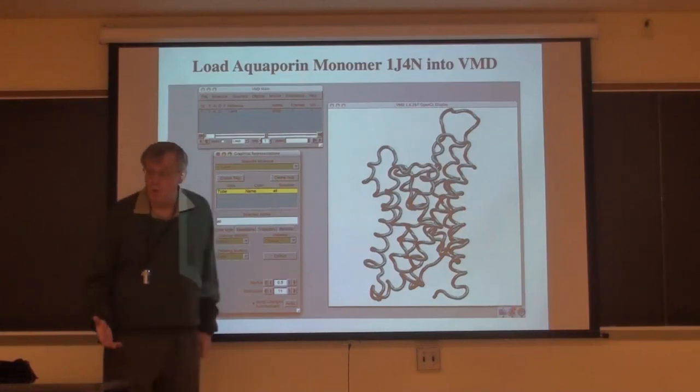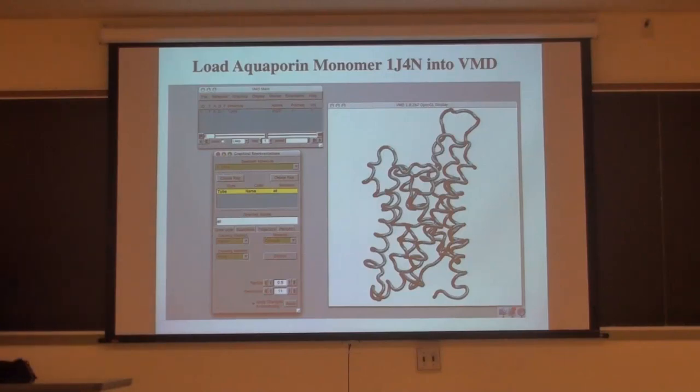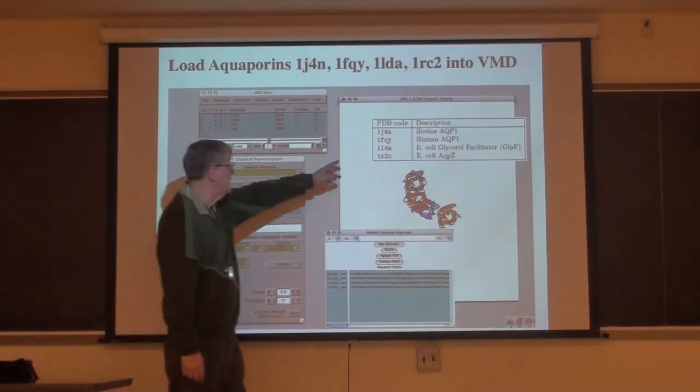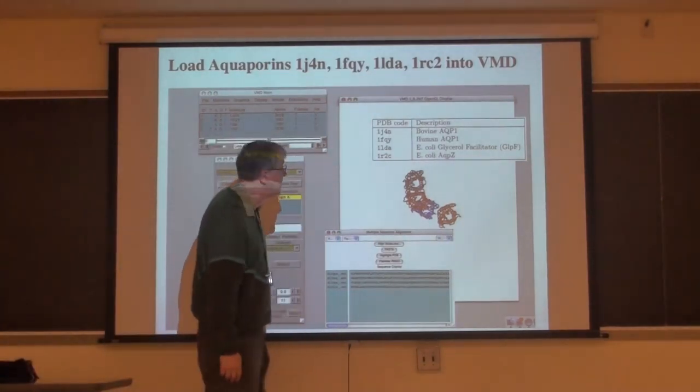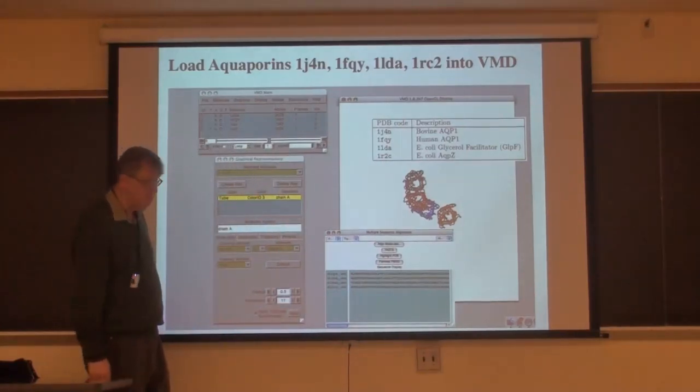Now you want to get more aquaporins. You want to now align with it a second, a third, a fourth, and maybe more. And so that you can do readily, and here you're getting four different aquaporins loaded. The one I mentioned already, and then these other three. So one is from cow, one is from human, two E. coli aquaporins. And so you have them here.